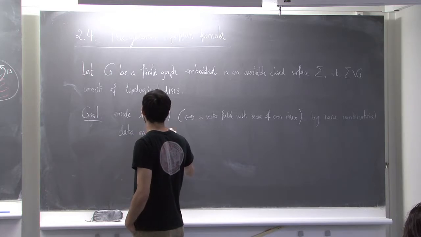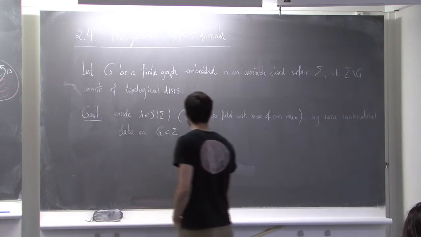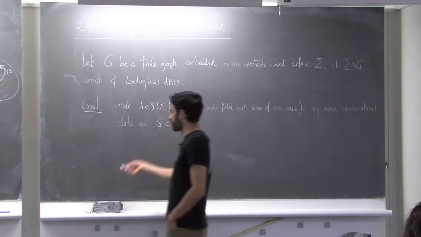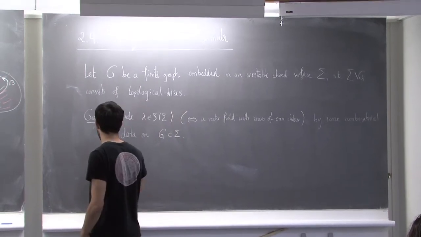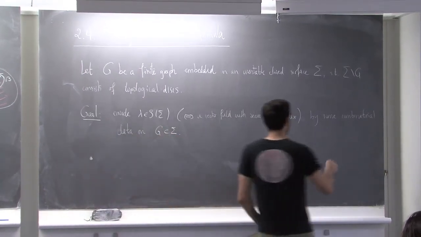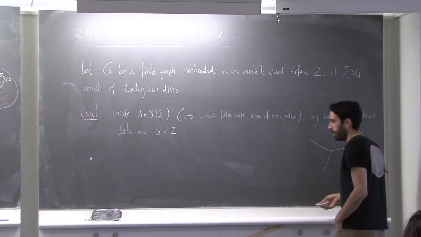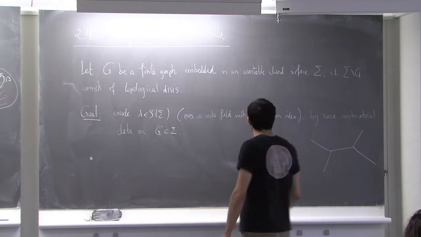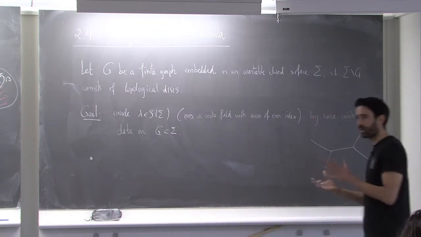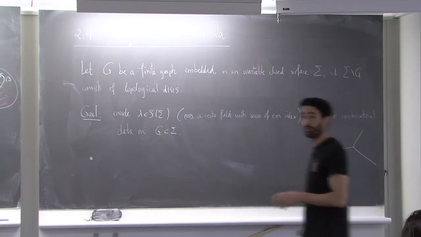On the graph. So let's see, how can we do it? We have our graph that is embedded on the surface, and we want to construct a vector field on the surface.